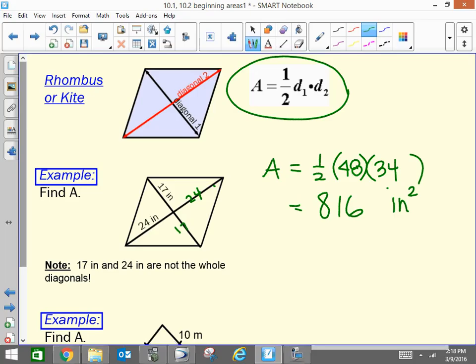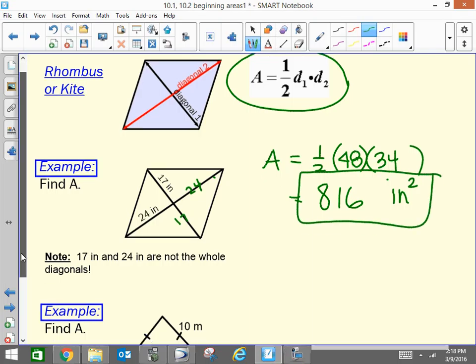What'd you plug in? Eliza, what'd you plug in? 48 times 34 divided by 2. Okay, same idea. Did anybody plug in 24 times 34? Okay, see, you still got 816, right, Kate? Okay, beautiful.